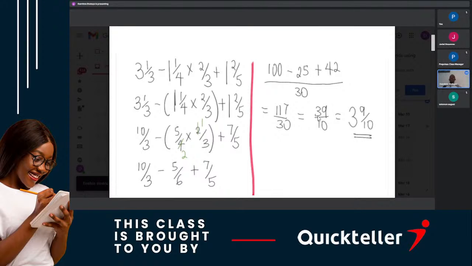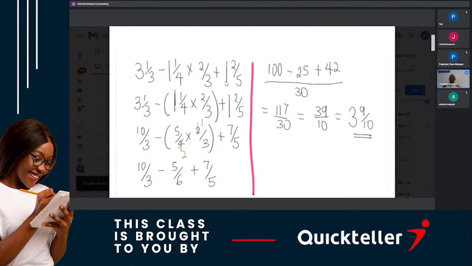3 times 3, 9 plus 1, that is 10. So that makes 10 over 3 minus, the next one is 1 whole number 1 over 4: 4 times 1, 4 plus 1, 5 over 4, times 2 over 3, plus 1 whole number 2 over 5. That gave me 5 times 1, 5 plus 2, 7 over 5. Now I'm not solving the minus. I'm not solving the plus. I'm focusing on the multiplication.